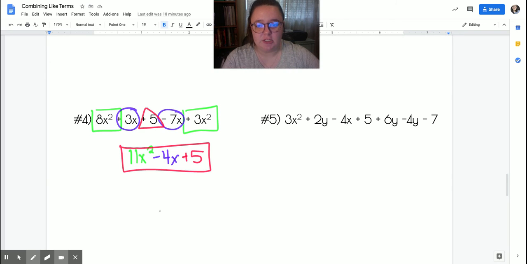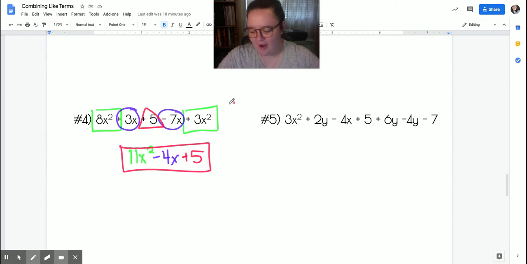I like to do it so you can see my process, right? Where did I get 11x squared? Where did I get negative 4? I write it so you can see it, okay? If you're already at this point where you don't have to write it, then that's awesome, right? As long as you're getting the right answers, I am all for it, okay?